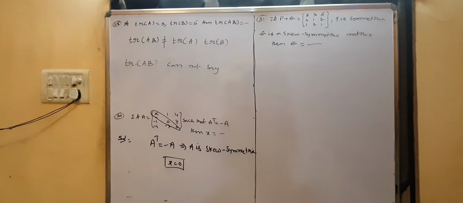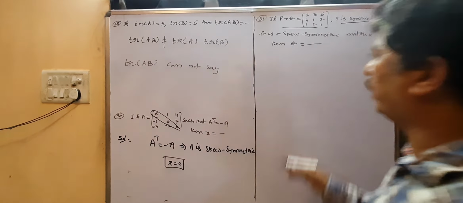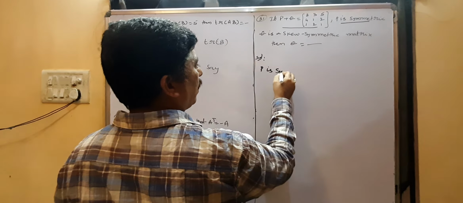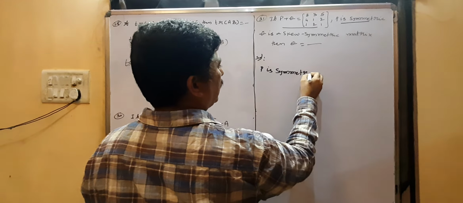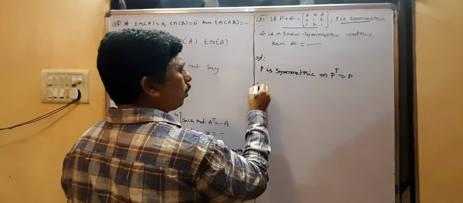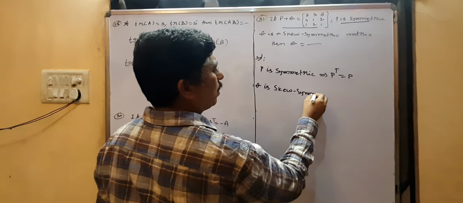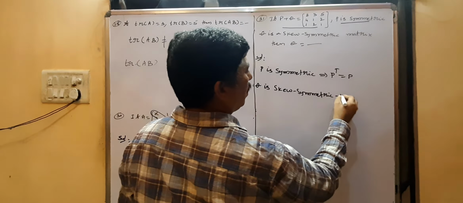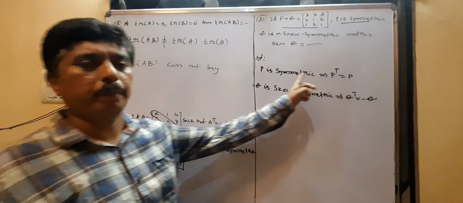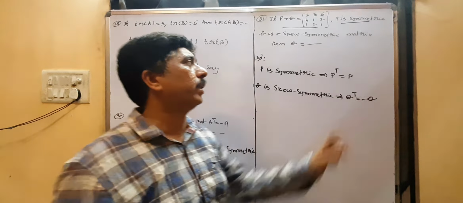Next, coming to the next question. P plus Q is a square matrix, given. P is symmetric, Q is skew symmetric. Symmetric means P transpose equals P. Skew symmetric means Q transpose equals minus Q.